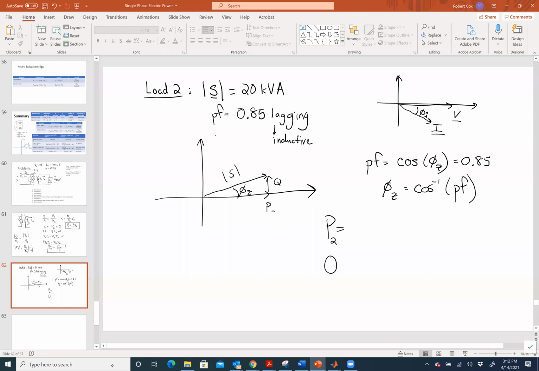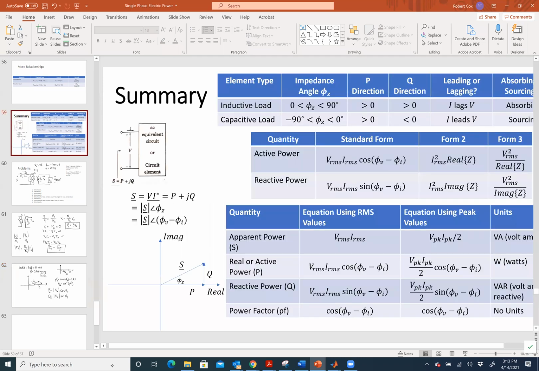I'm going to call this specifically P2, Q2, because this is for load 2. Like that. So Q2 and P2, what do I do to get those now? Magnitude of S times cosine phi z. So technically I don't even need to compute the cosine, I already have it. It's 0.85, the cosine of that angle. Q2 is going to be what? Yeah, sine. And again, all the formulas I need are sitting out for me right there.